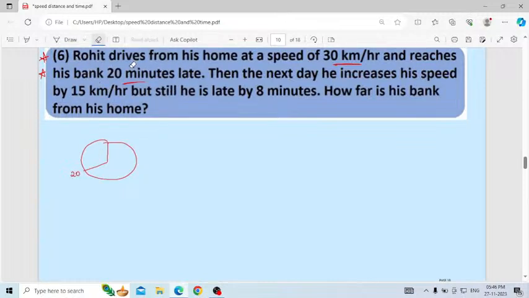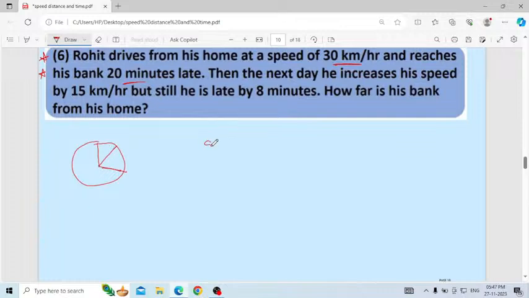See, Rohit drives from his home at a speed of 30 kilometer per hour, reaches his bank 20 minutes late. Late means time it will be more, so what I drew first won't be correct. Don't get confused. Early means we have to draw here, but this is 20 minutes more. Then the next day he increases his speed by 15 kilometer per hour, but still he is late by 8 minutes.